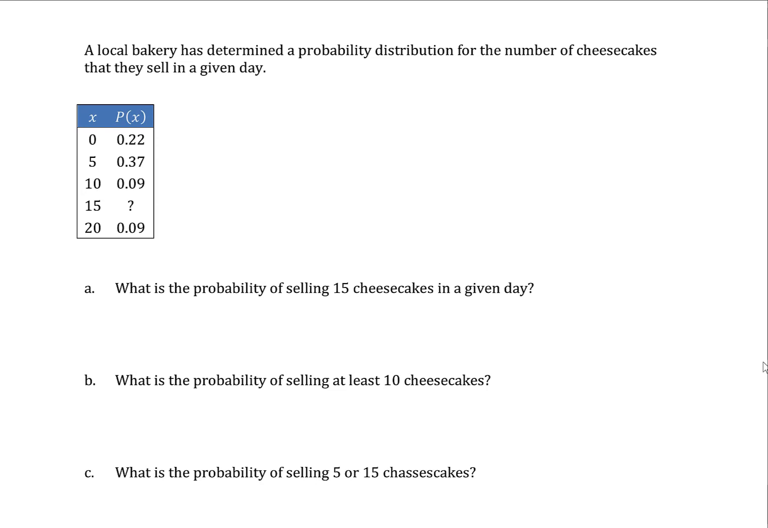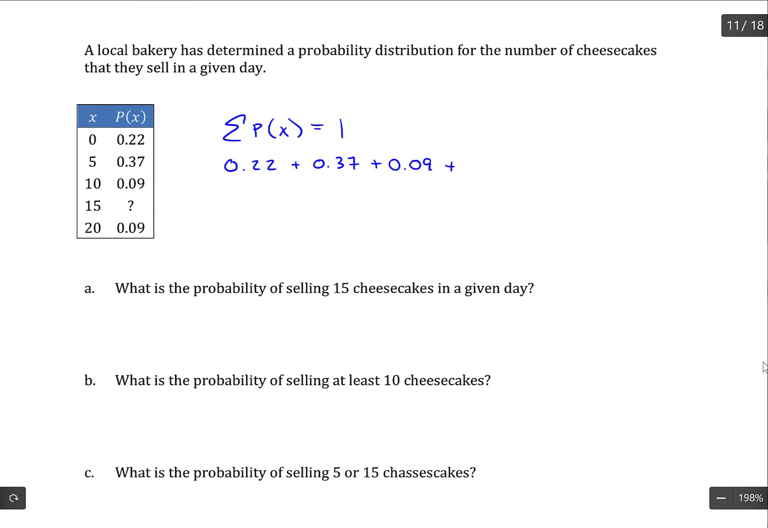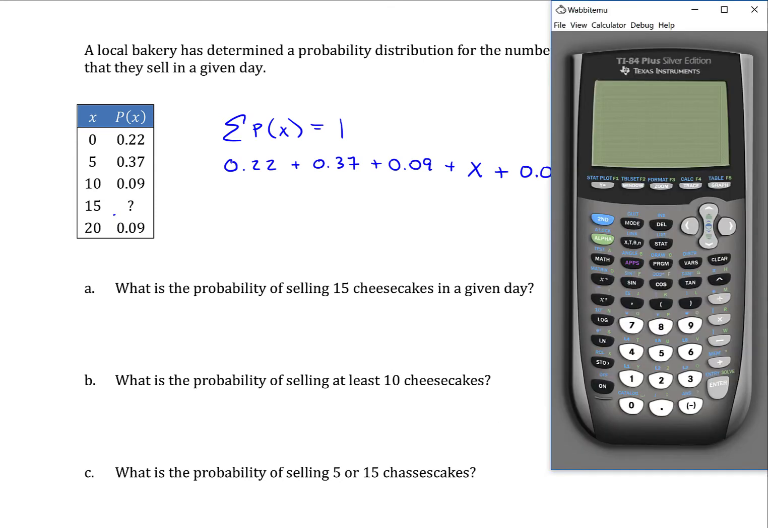However, we can figure out what this missing probability is because in a probability distribution, the sum of all the probabilities must be equal to 1. So what that means is if I take all the probabilities in that column, add them together, but taking into account that the missing probability we don't know the value of, so I could just put an X in for that. All of those would have to add up to 1.